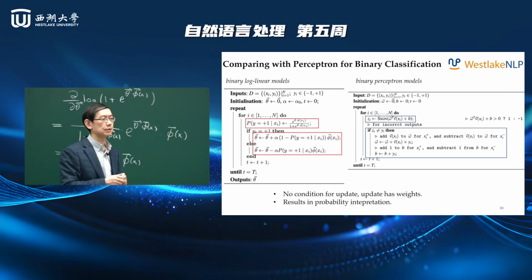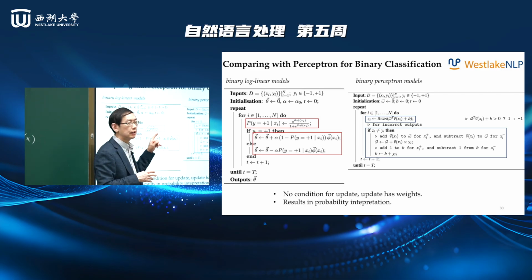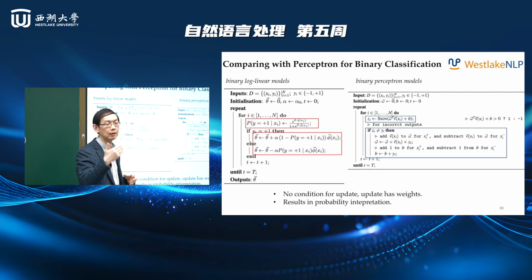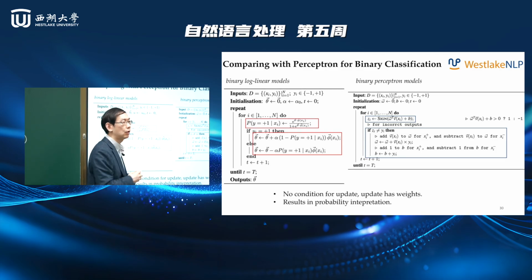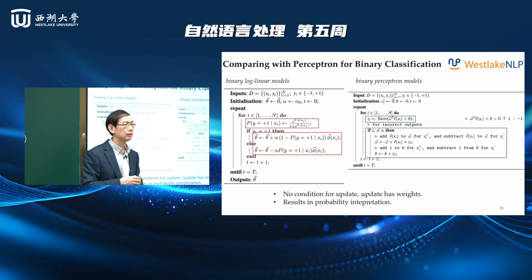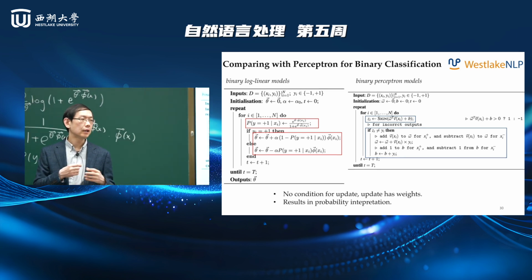Now let's talk about the differences. The first difference is here. The perceptron does the update using a condition. As I said, if the model prediction is correct, I don't update my model parameters. If the model prediction is incorrect, then I update my model parameters. So if the gold label is positive, I just add phi to theta. If the gold label is negative, then I subtract phi from theta. This is perceptron.